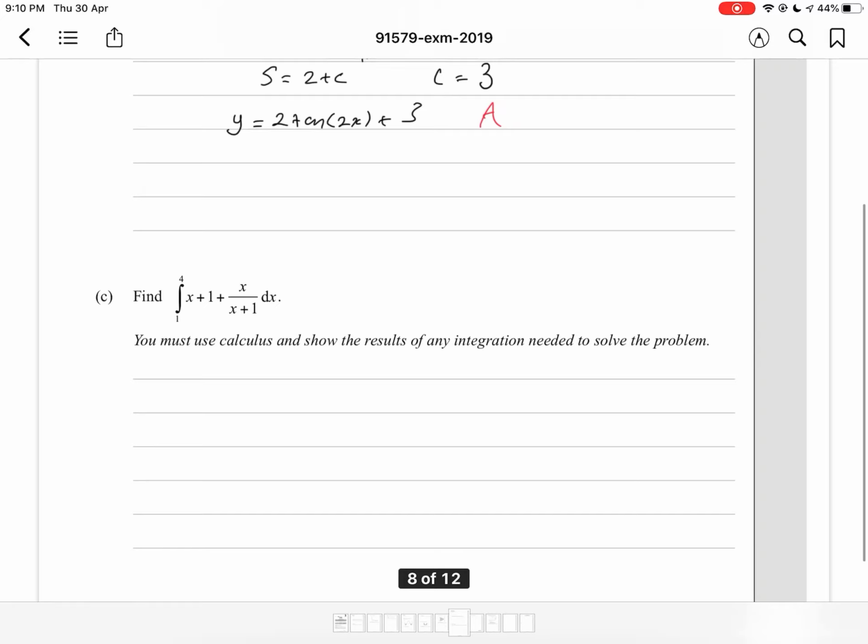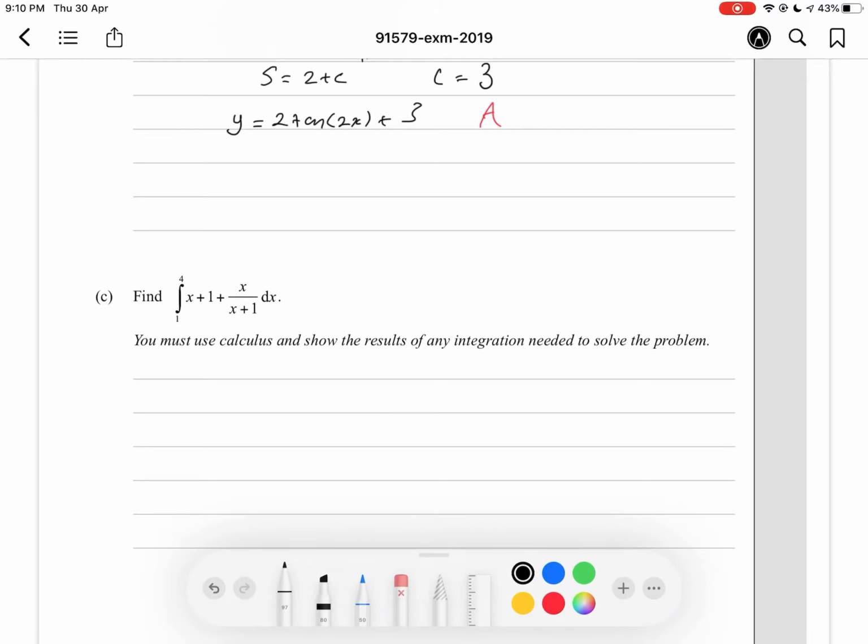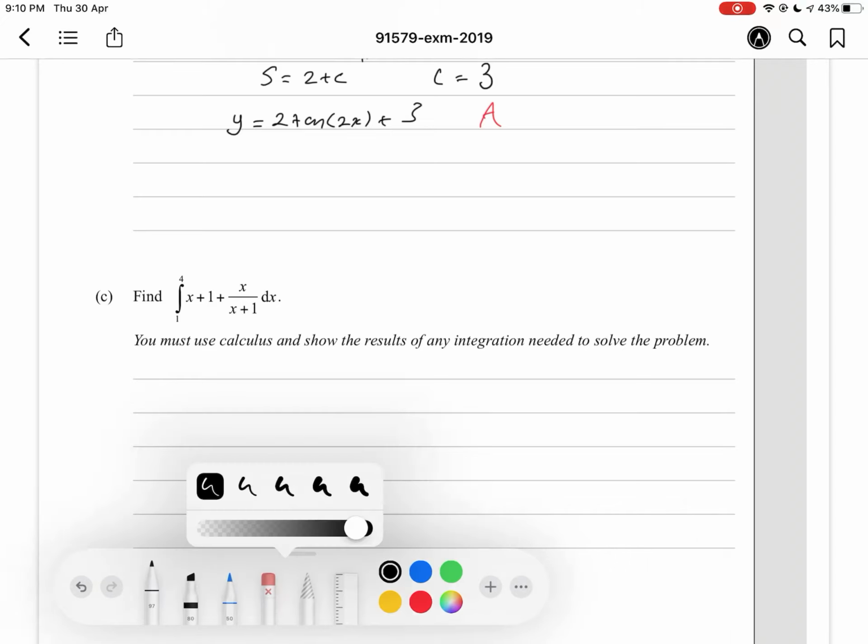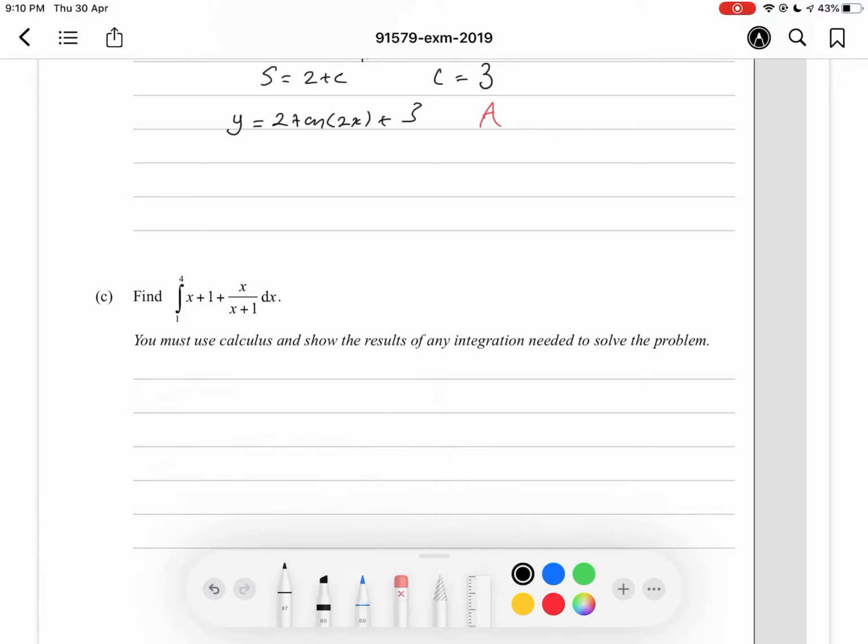Alright, question C. Find the definite integral between x equals 4 and x equals 1 of (x plus 1 plus x divided by x plus 1) dx. There are many ways that you can do this question. You can use substitution, substituting x plus 1 as u. But for this question, I decided to use a long division to simplify this fraction into two separate components.